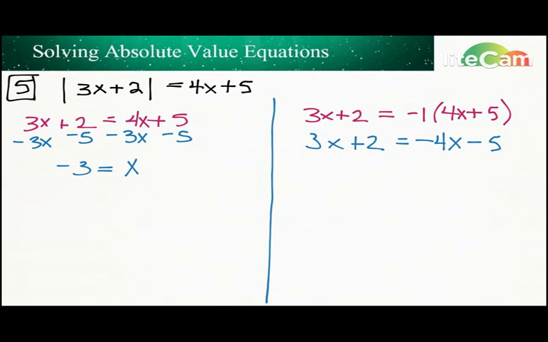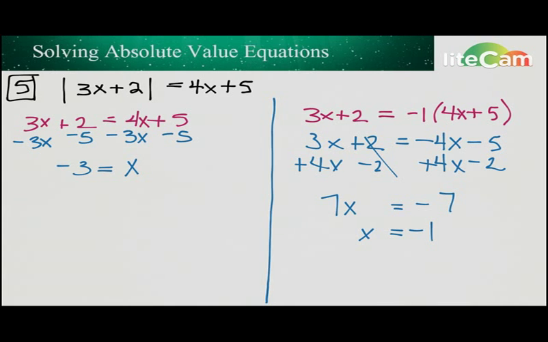Okay, so I'm going to add the 4x over on both sides. And that'll make 7x. And then I'm going to subtract the 2. And that'll give me a negative 7 on this side. So now I've got x equals negative 1. Okay, so let's check each one of these.